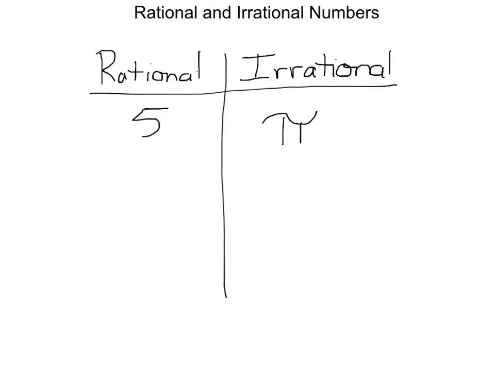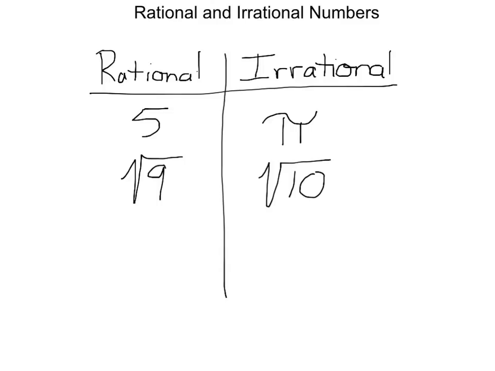Pi does not. Some other examples of rational numbers would be something like the square root of 9. We know the square root of 9 is 3. However, we also know that an irrational number would be something like the square root of 10, because we don't know what the square root of 10 is. It's one of those decimals that goes on forever, and it never repeats. So there's an example of a rational and an irrational number.